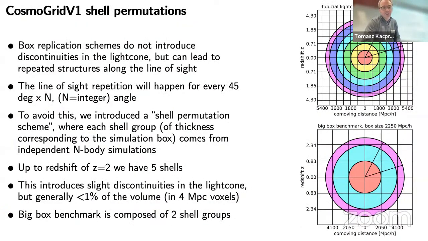Okay, another feature of CosmoGrid is that we have this shell permutation scheme, which is relatively novel. CosmoGrid was run in a box replicated scheme. So we have a box, and we basically replicate it multiple times all the way to as far as we need. And in our case, it was redshift 3.5.